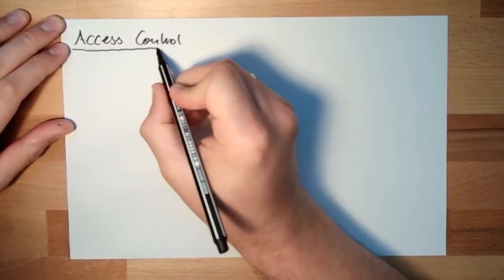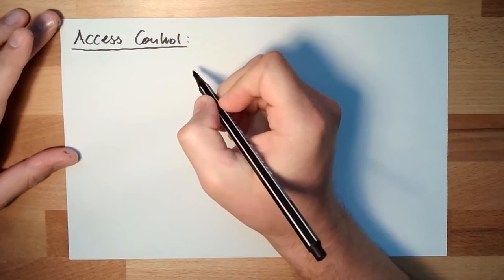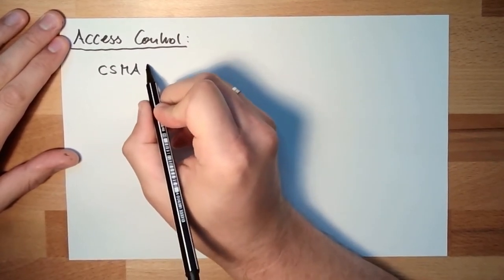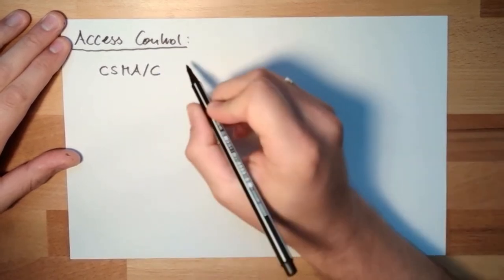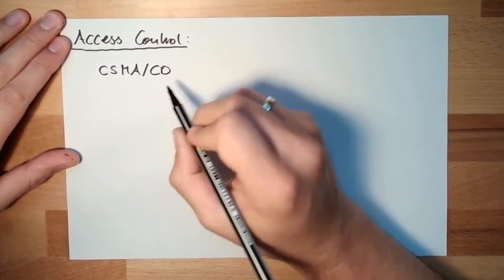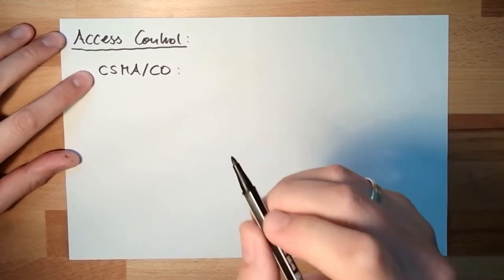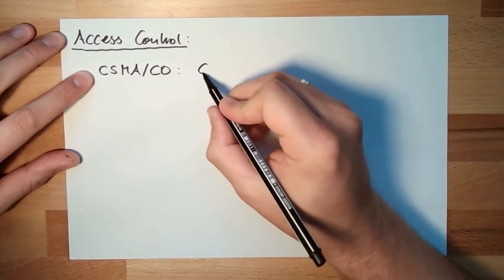One pretty common access control is called CSMA/CD. This is, for instance, used in Ethernet. This CS means carrier sense.